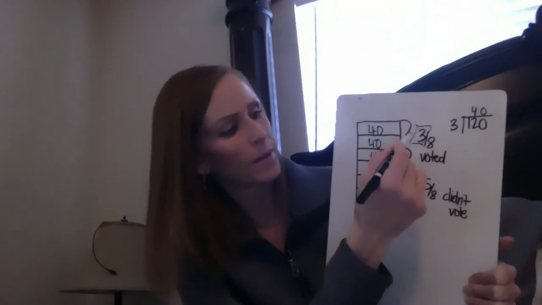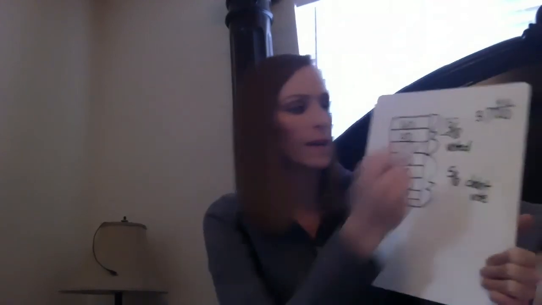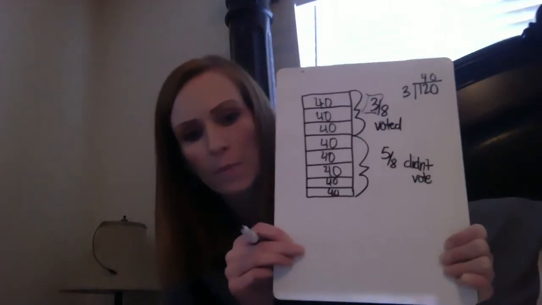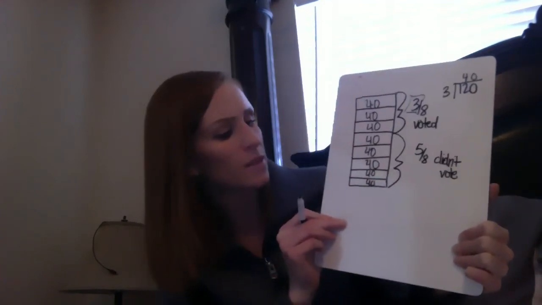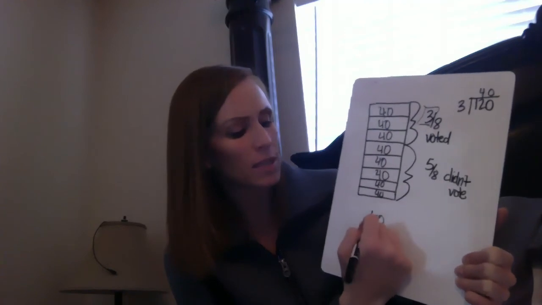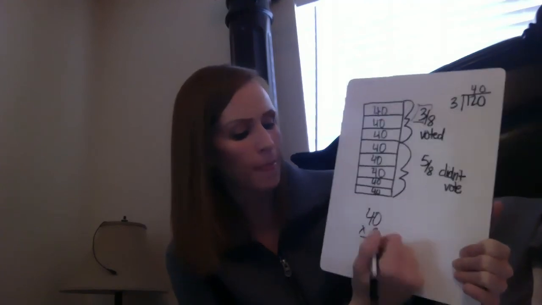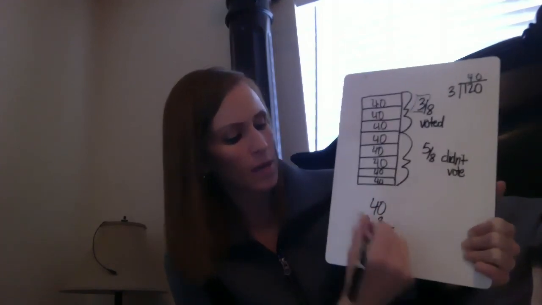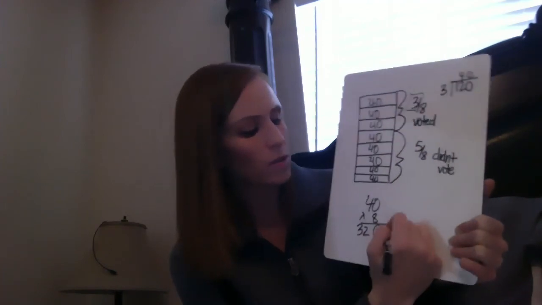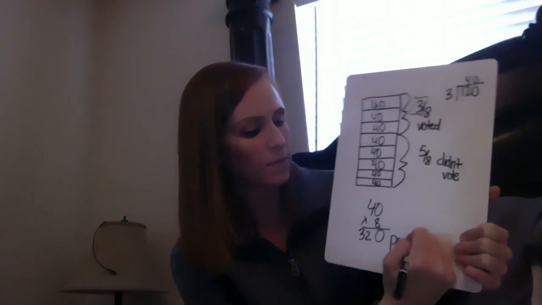So you see how I got my information there? I took the 3, divided it into 120 people voted. Okay, how many people lived in the town total? They're not asking how many people didn't vote. They want to know how many people lived in the town total. So if I have 40 and I have 8 sections, I just need to multiply it. 8 times 0 is 0, 8 times 4 is 32. So there are 320 people in town.